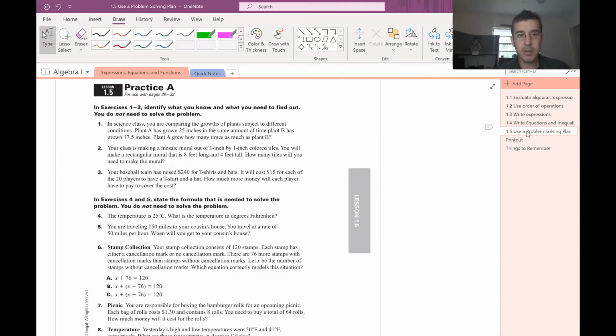So with that, let's start practice A. In exercises 1 to 3, identify what you know and what you need to find out. You do not need to solve the problem.